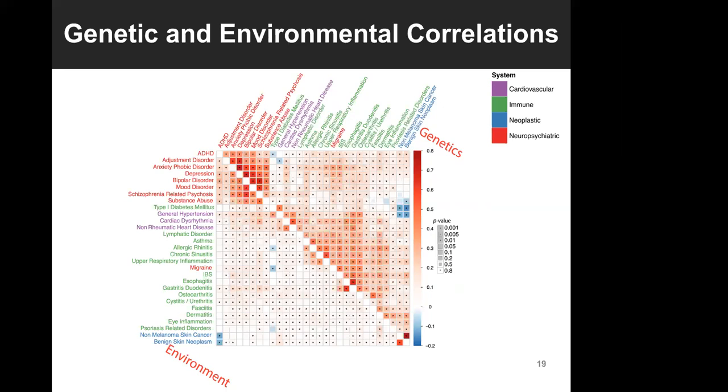to be higher than their corresponding environmental correlations. However, genetic correlation and environmental correlation are themselves positively related. The coefficient is about 0.5.